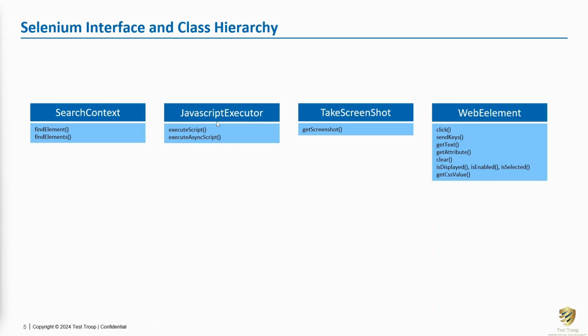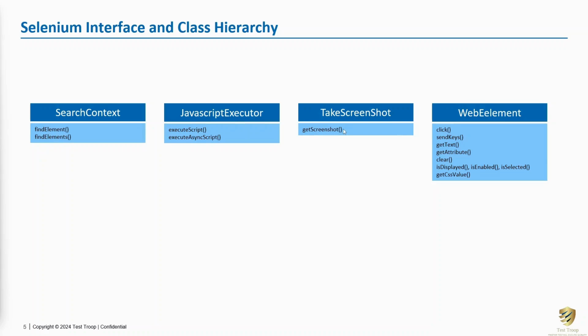The JavaScriptExecutor interface provides a mechanism for the WebDriver to execute JavaScript code snippets. It has two important functions called executeScript and executeAsyncScript. executeScript will execute the JavaScript in the current context of the frame or window, whereas executeAsyncScript will also execute a script in the current context of the selected window and frame, but asynchronously.